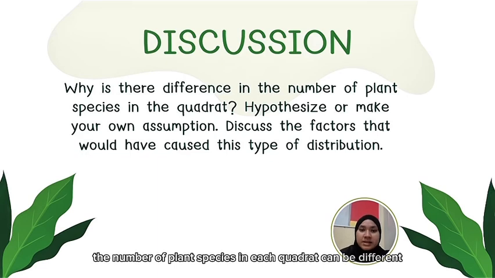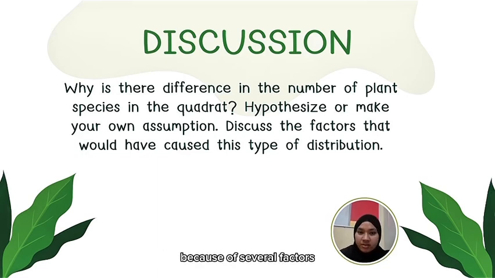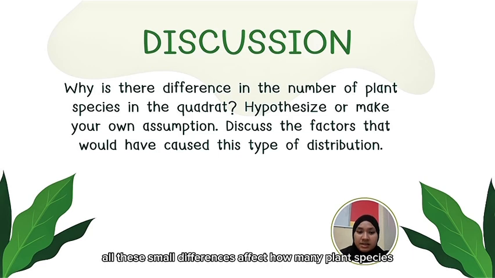The number of plant species in each quadrat can be different because of several factors. Some areas get more sunlight, and they will have better soil and more water, which helps more plants to grow. Other places might be too dry, shaded, or have poor soil, so few species can survive. Human activities like walking or playing can also damage plants in certain quadrats. In some spots, one strong plant species might take over and stop others from growing. Also, not all areas get the same number of seeds from wind or animals. All these small differences affect how many plant species grow in each area.